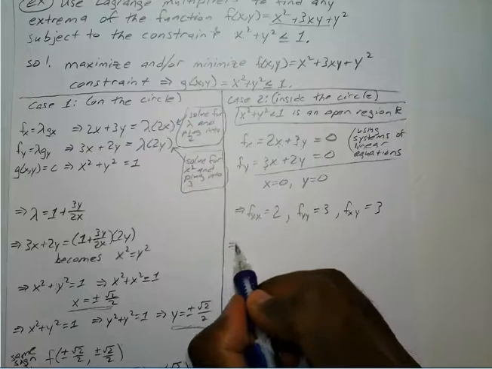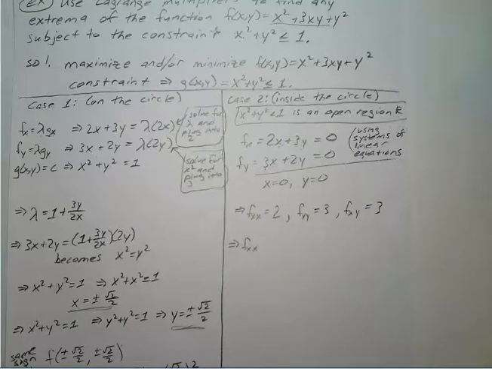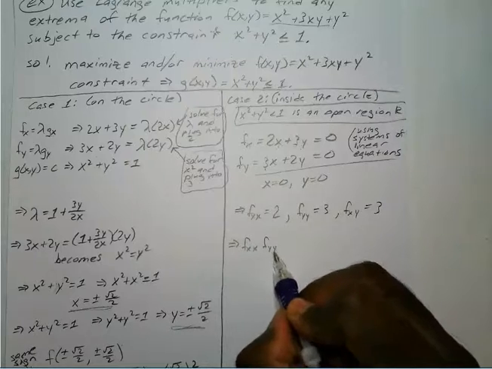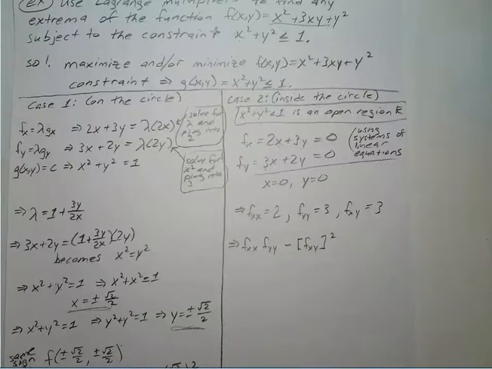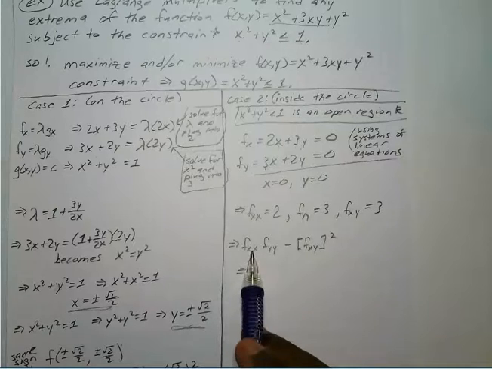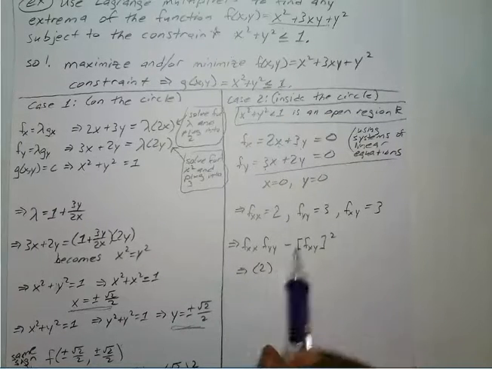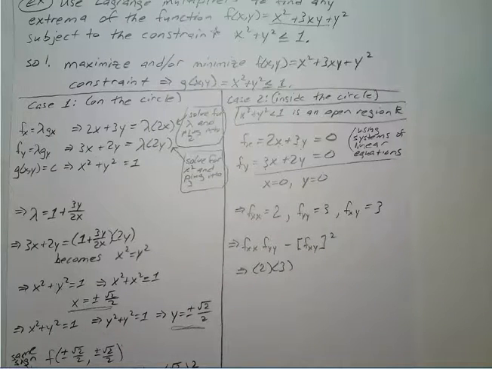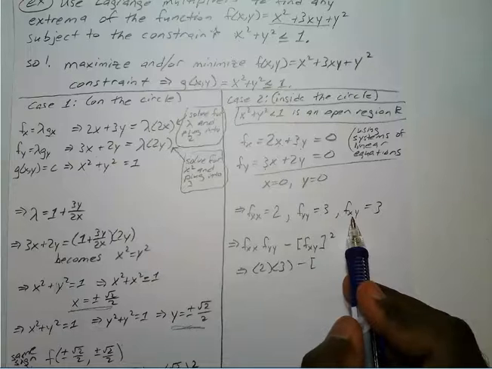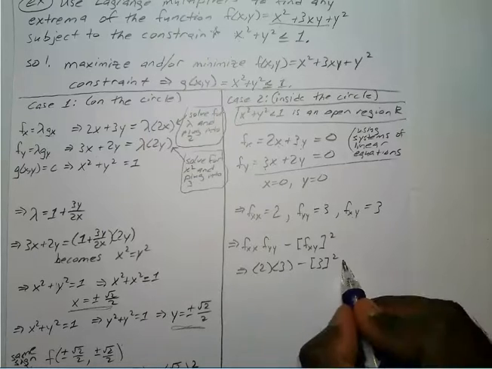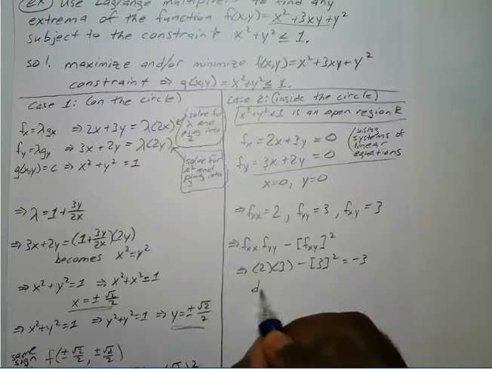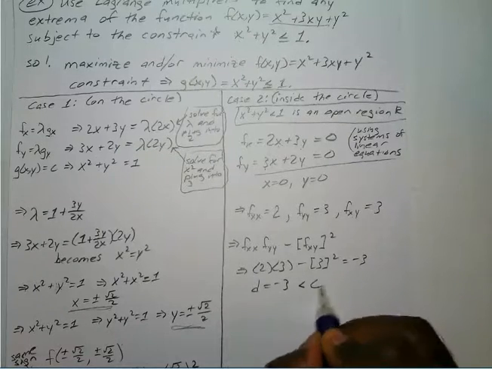Alright, so we know our formula. Second derivative of x times the second partial with respect to y minus partial with respect to x, y squared. So if we plug everything in, our second partial with respect to x is 2. Second partial with respect to y is 3. Minus partial with respect to x, then y is 3, so 3 squared, which is 6 minus 9, which is negative 3. We know our D is equal to negative 3, which is less than 0.